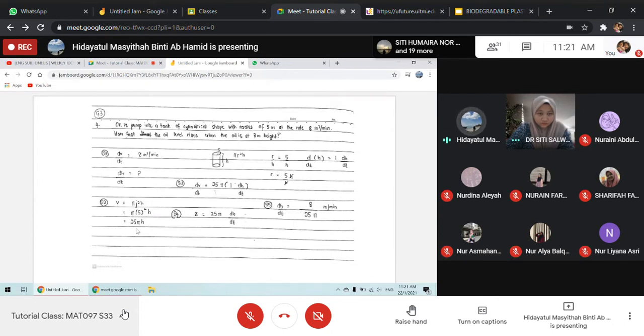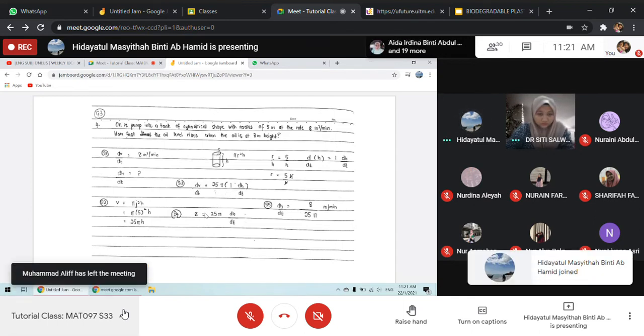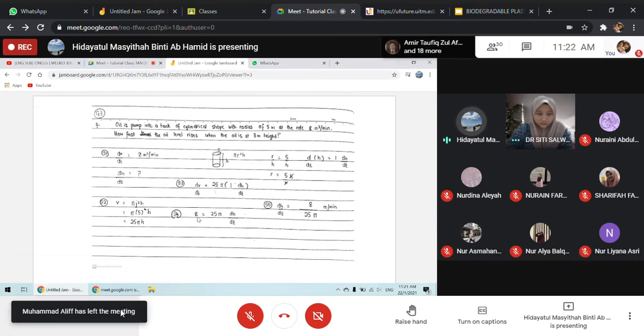So for the third step, I differentiate the dv over dt. H dekat sini dia akan jadi 1. So saya dapat 25 pi. And dia dah bagi nilai dv over dt, jadi saya bawa masuk 8. And the question was dh over dt, so saya ubah. And the answer that I got is 8 over 25 pi meter per minute.